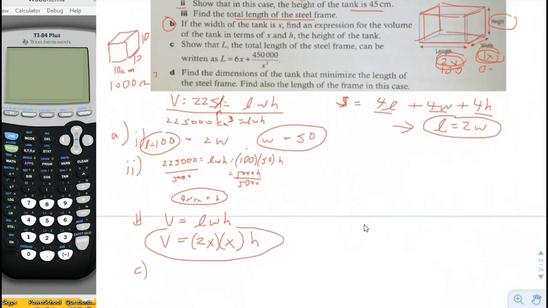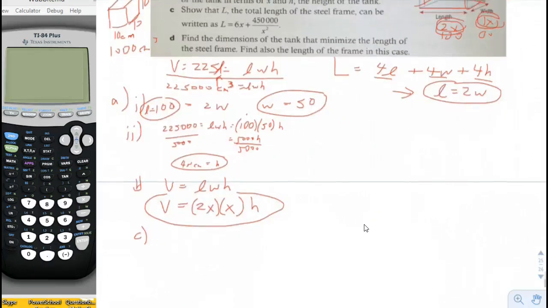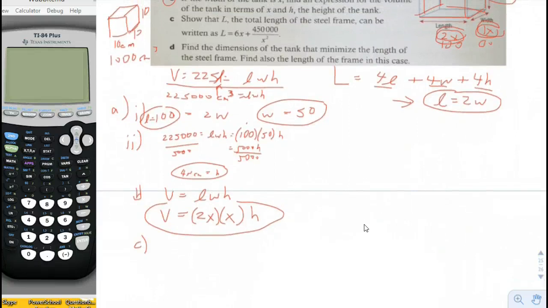Now C. Show that L, the total length of the steel frame, oh, they call it L, so why don't we call it L too? We won't call it S. It can be written as L equals 6x plus 450,000 divided by x squared. Okay.